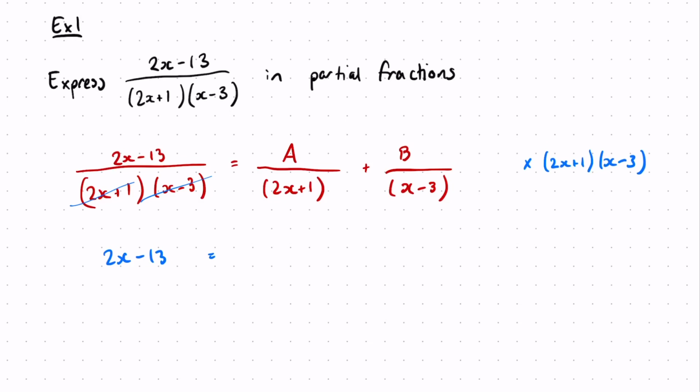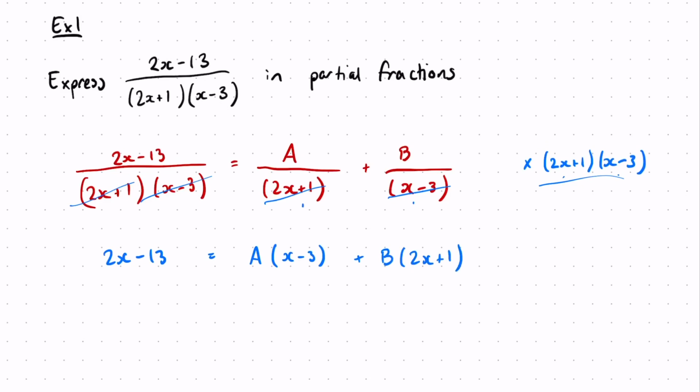When I multiply my a over 2x plus 1 by this, the 2x plus 1's will cancel out, but then I will be left with an x minus 3 on top. So this becomes a(x minus 3). When I multiply my b over x minus 3 by this, the x minus 3's will cancel out, but it will leave me with a 2x plus 1 with my b. So I end up with this here.